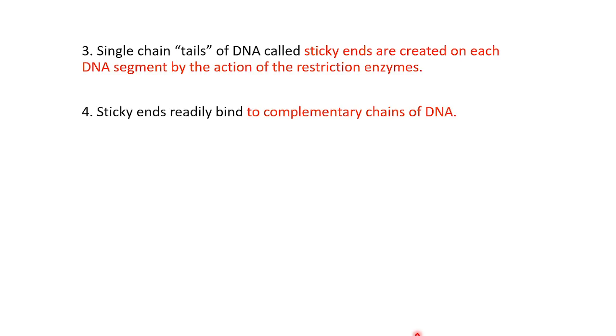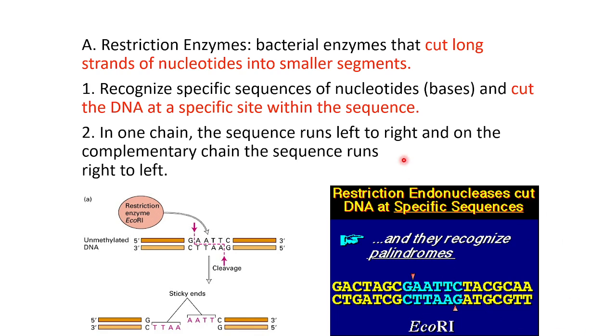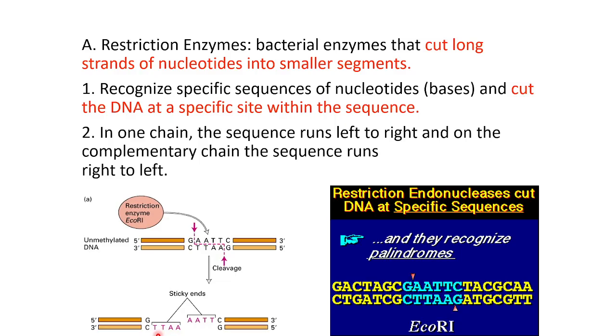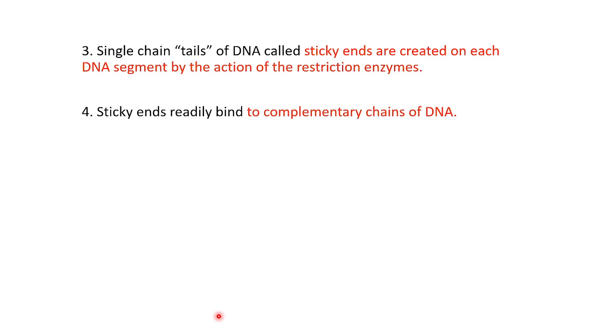So single-chain tails of DNA called sticky ends are created, and that's the action taken by the restriction enzymes. The sticky ends are the ones where you get long tails hanging over. But there are also certain restriction enzymes that can cut in the center and create blunt ends, and then it becomes very difficult to join them. It becomes very, very tricky in those conditions.